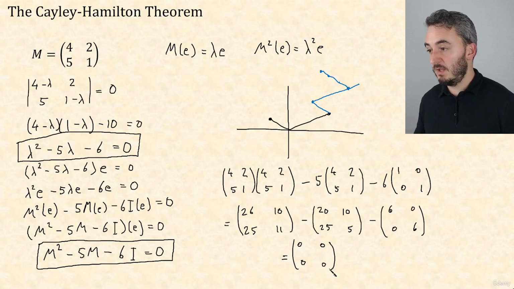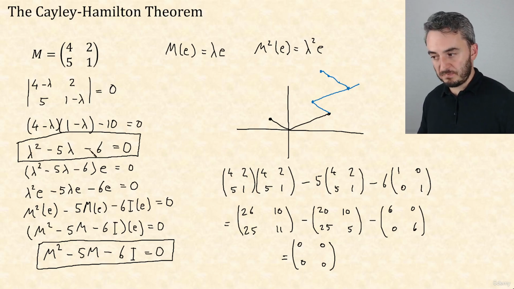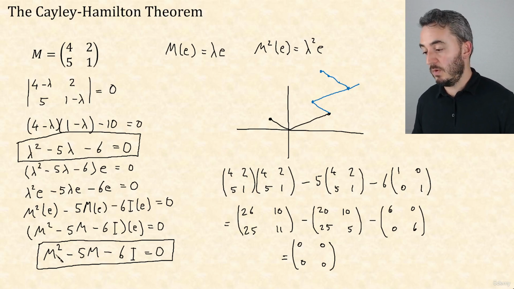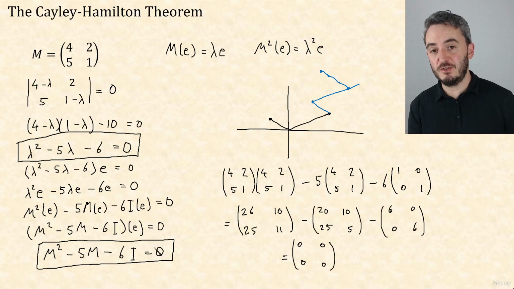So there it is. This is true for all matrices. When you form your characteristic equation, if you just replace your lambda with the matrix M and you replace your number with that number times the identity, that will also be 0. Okay, so that's the Cayley-Hamilton theorem. In the next video, I'm going to show you how you can use the Cayley-Hamilton theorem to find inverses in a really clever way.